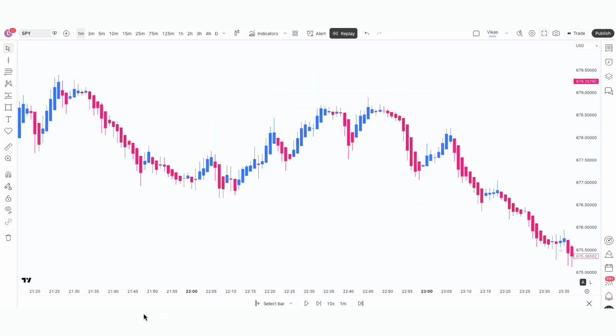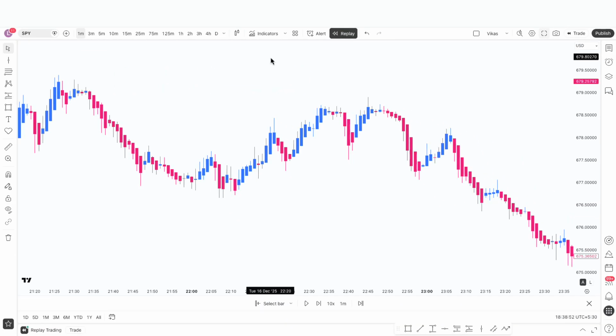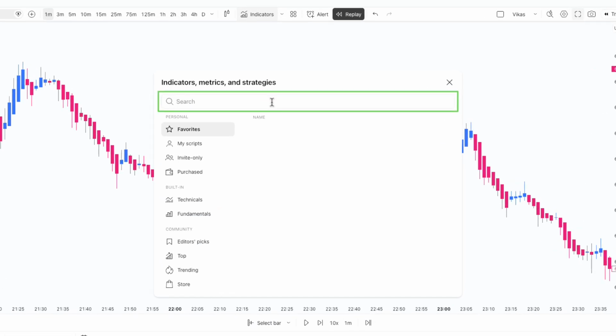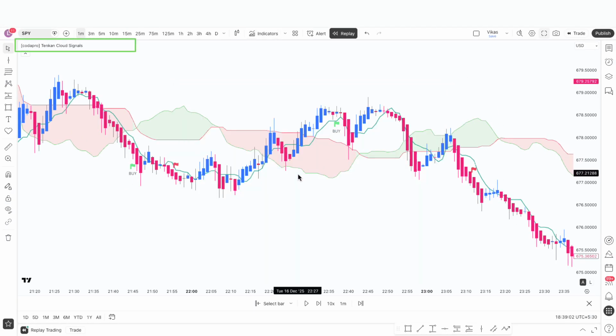Let's start the video. We open the SPY 1-minute chart. And don't sweat the time frame either. Next, you'll want to find those magic indicators. Head over to the Indicators tab and search for the Tenkan cloud signals. Select the indicator made by Aris codes and add it to the chart.